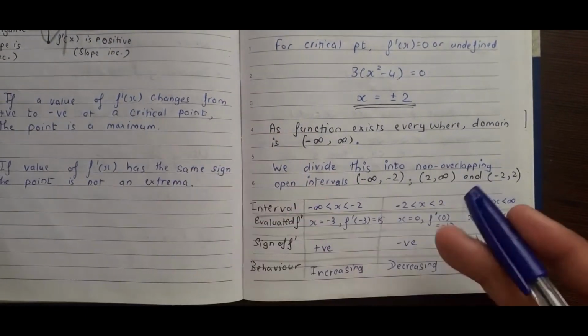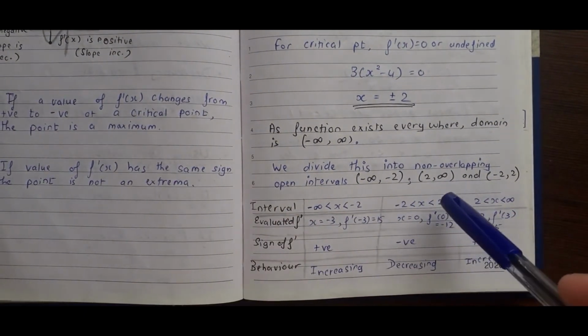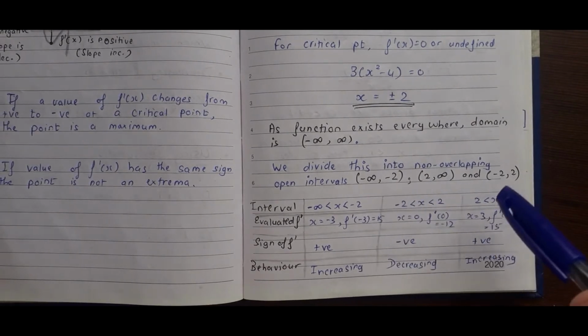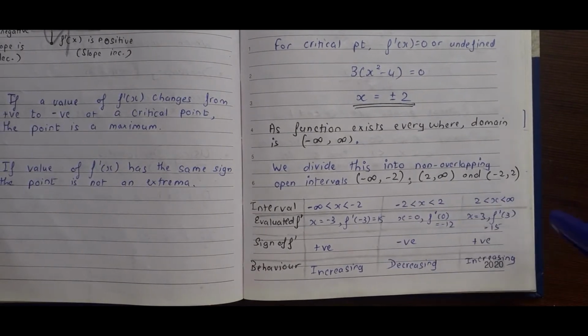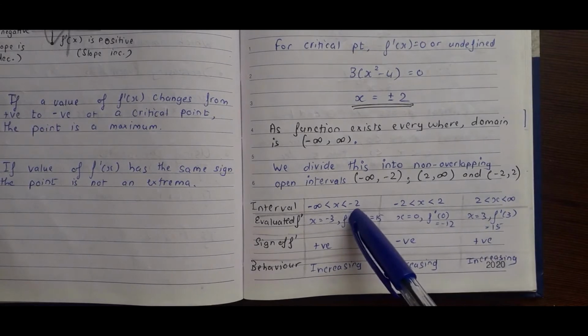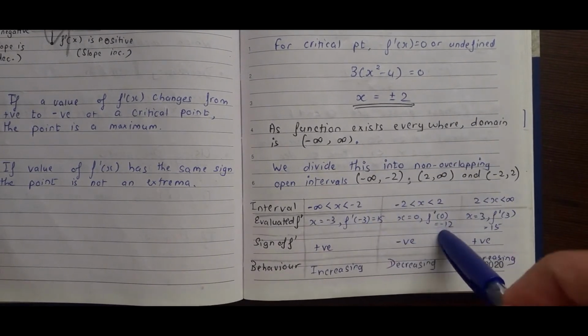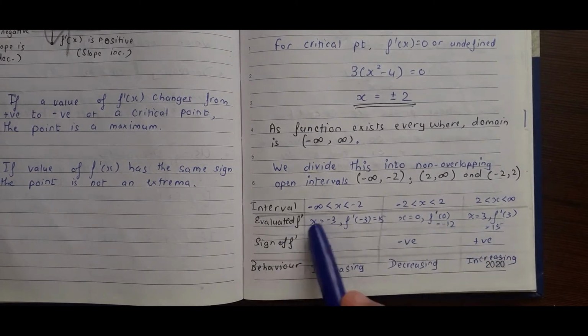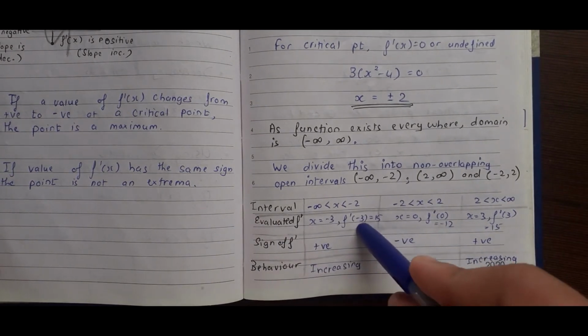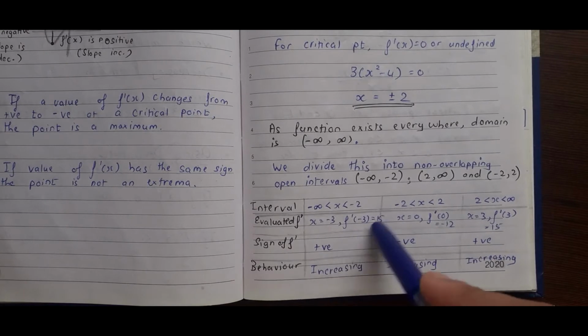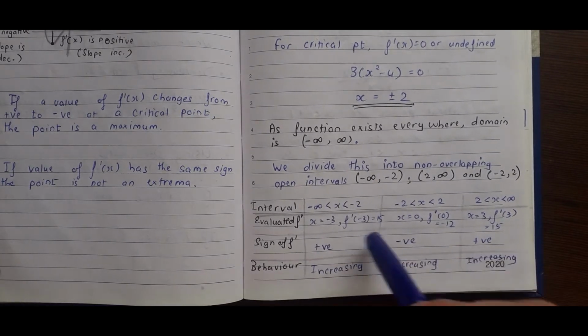Same way for minus 2 to 2, 0 lies in the middle, so I just take 0. For 2 to infinity I'm taking plus 3. Now just be careful not to take minus 2 or 2 or infinity, because you're not including those values. These are open intervals. So over here the sign of f dash at minus 3 is positive, so it's positive everywhere in this region.